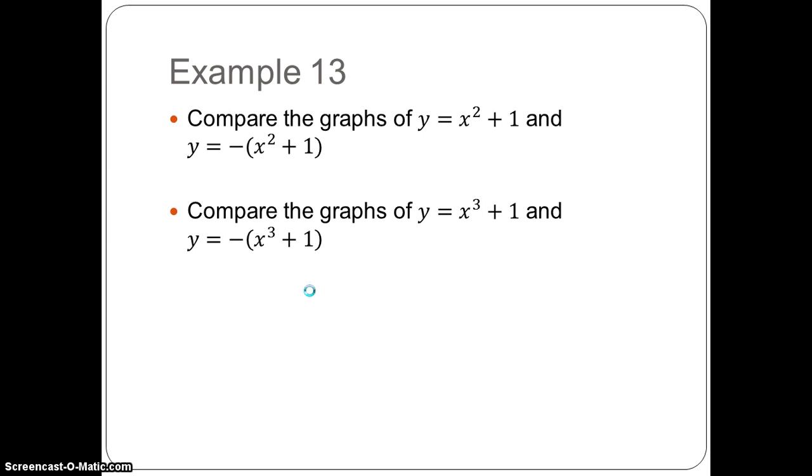Compare these two graphs: y is equal to x squared plus 1 and y is equal to negative of x squared plus 1. Also have a look at y is equal to x cubed plus 1 and y is equal to negative of x cubed plus 1. Take a moment to sketch these using your graphing calculator now.